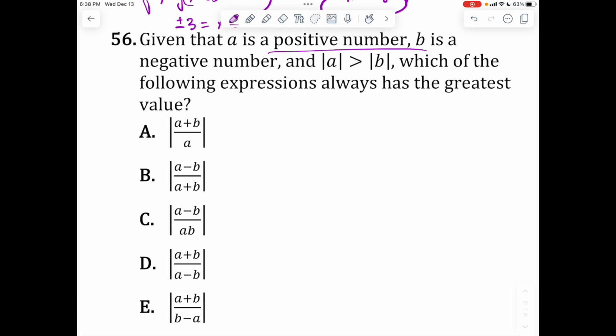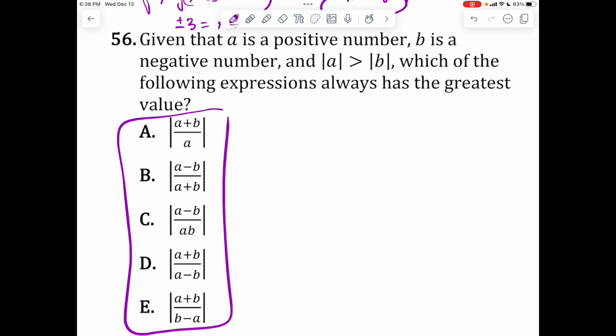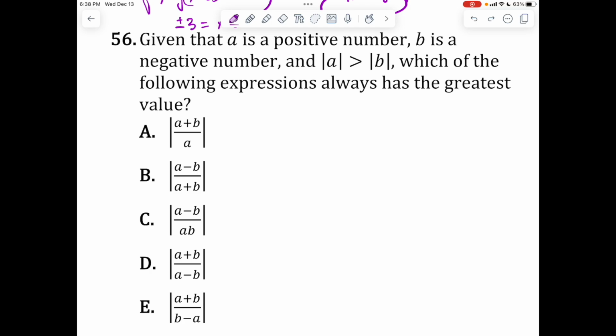Given that a is a positive number, b is a negative number, and absolute value of a is greater than absolute value of b, which of the following expressions always has the greatest value? Okay, this can be very confusing just looking at it. What I would say is immediately assign numbers for a and b that meet these conditions, and then just test them in each of the answer options, okay? So let's just say a is equal to 2, b is equal to -1, and absolute value of a is greater than absolute value of negative 1. 2 is greater than 1, right? Great.